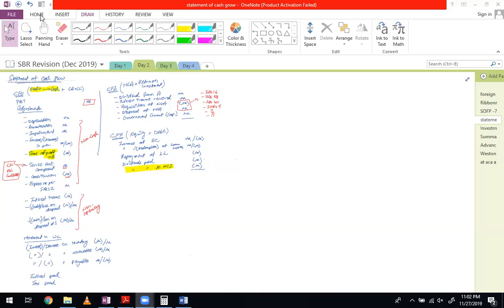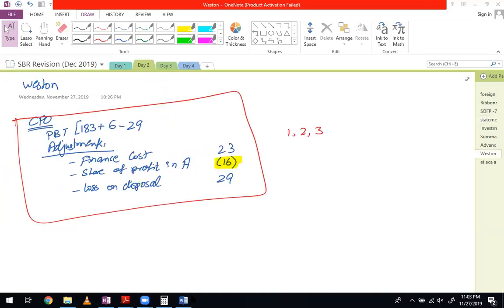Hannah is asking, can we do employee benefits tomorrow? Okay, Hannah, we will try. Amanami is asking for the OneNote for Western. Here you go, Amanami, OneNote for Western. Mohammad Faizan, I will share the details of day 3 later on.